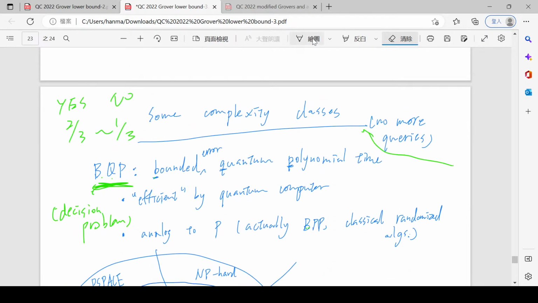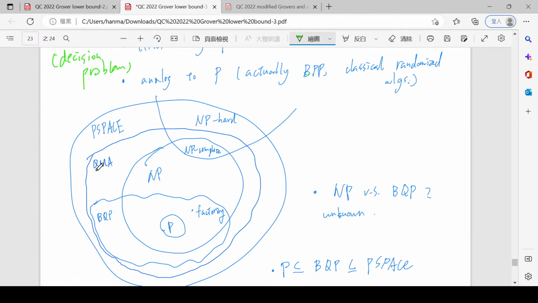Okay, so that's BQP. In terms of quantum computation, the first thing people think about is what's the relation between NP and BQP. BQP are things we can efficiently do in a quantum computer, and NP problems are obviously very useful in all kinds of practical problems. So I want to see whether quantum computers can solve NP problems or not.